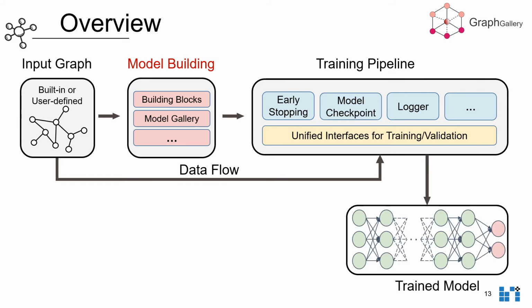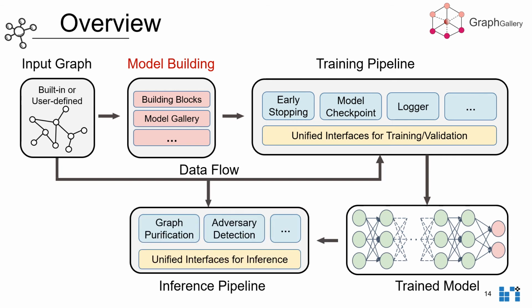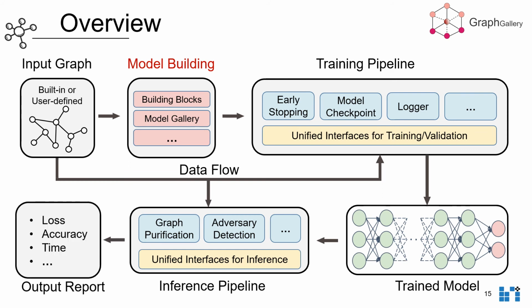Once the model has been optimized, it can be used on a downstream task to assess its performance. Developers can use the same data flow or define a new one for inference. Here, we also consider the robustness and stability of GNNs, where several specialized methods have been integrated into the inference pipeline. Finally, GraphGallery will assess the model on the testing set and generate the corresponding report.